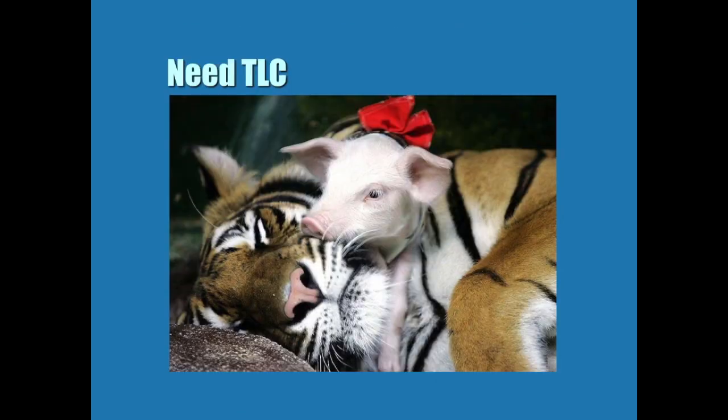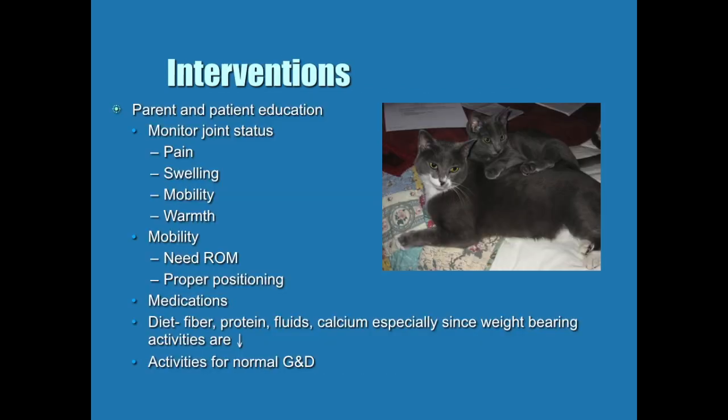These kids need a lot of tender, loving care. So your interventions: parent and patient education. When these kids go home, they need to monitor pain, swelling, mobility, and warmth of the affected joints. And they need to notice if other joints are affected. They still need to be mobile. So they need range of motion and they need to be in proper alignment.